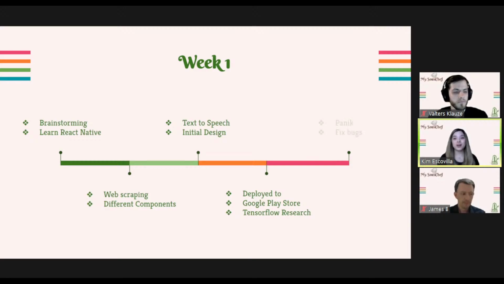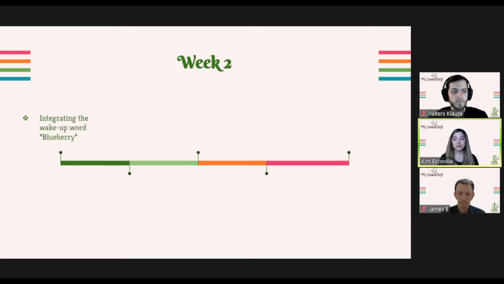On the last day of first week, we fixed some bugs, and we also started panicking because we couldn't make TensorFlow work. For our second week, we integrated the wake-up word, which is Blueberry. And as suggestions from our stakeholders, we also added a list of ingredients and an option to change the metric unit. Next, we were able to add the different voice commands, and we also improved the design of our application. And last but not the least, we were able to refactor our code.